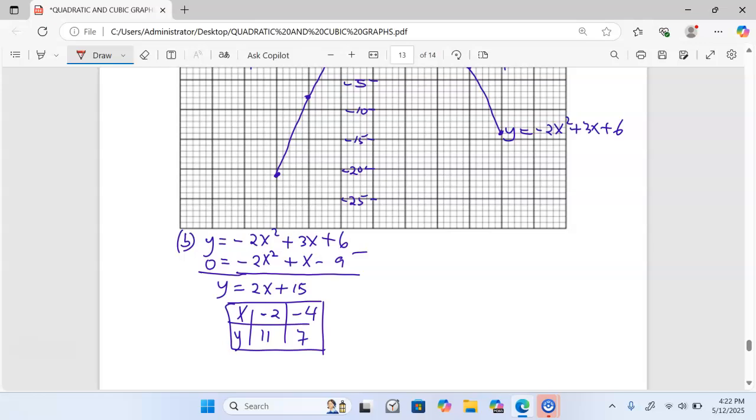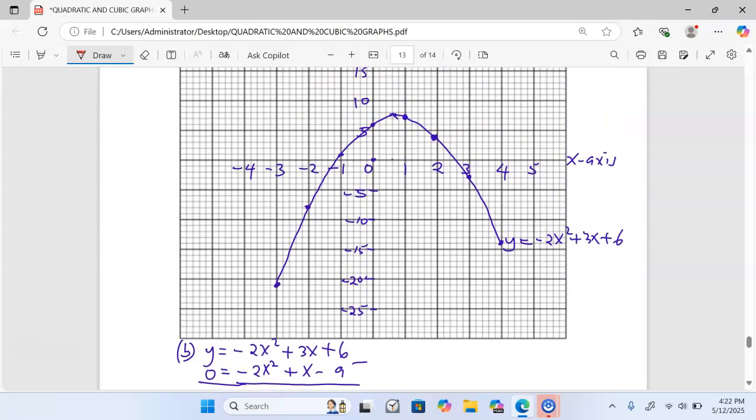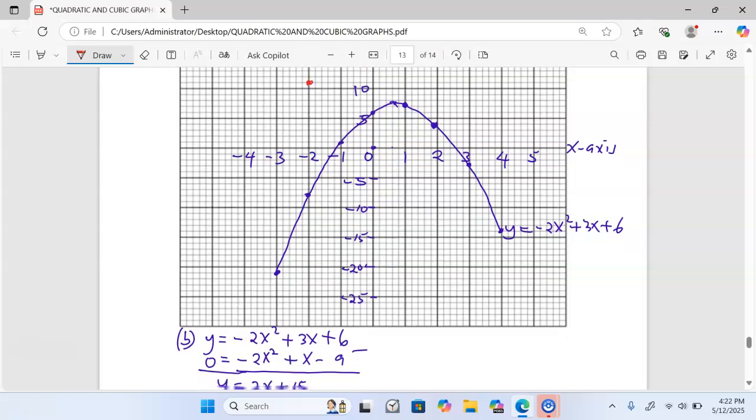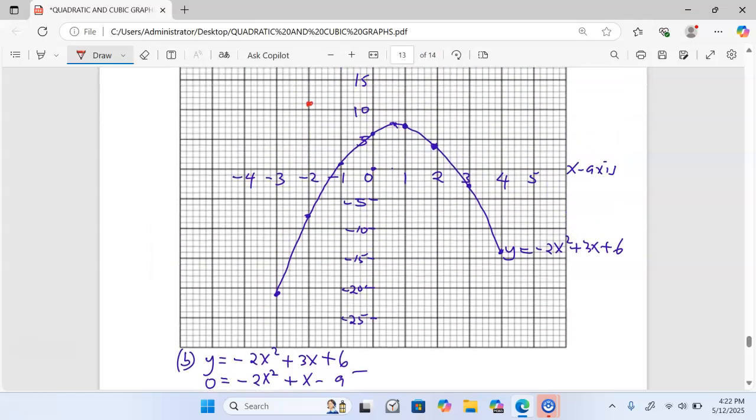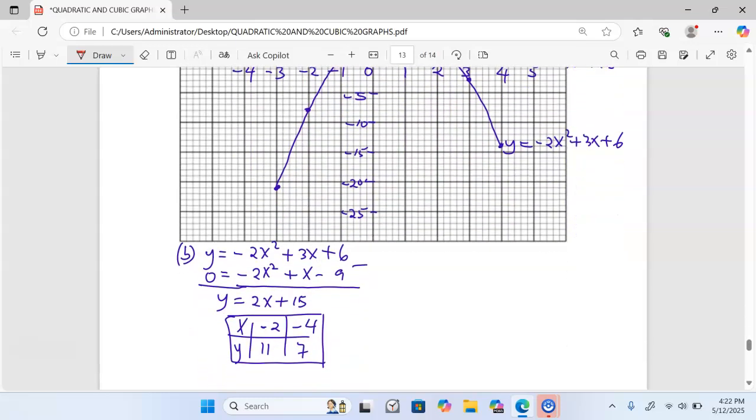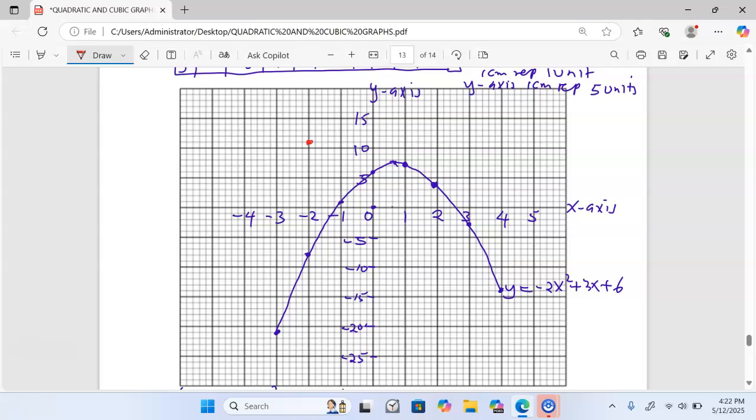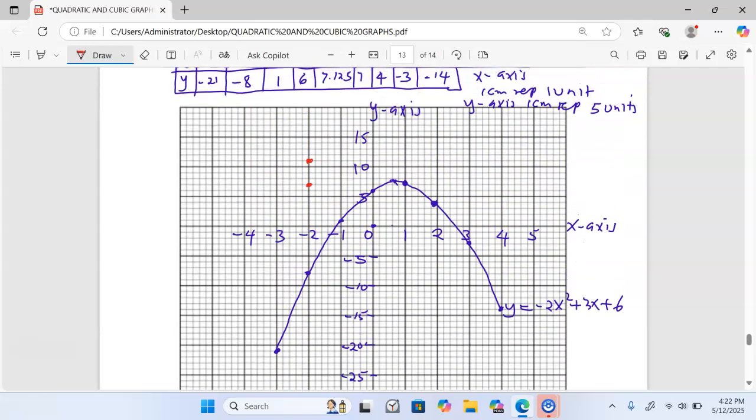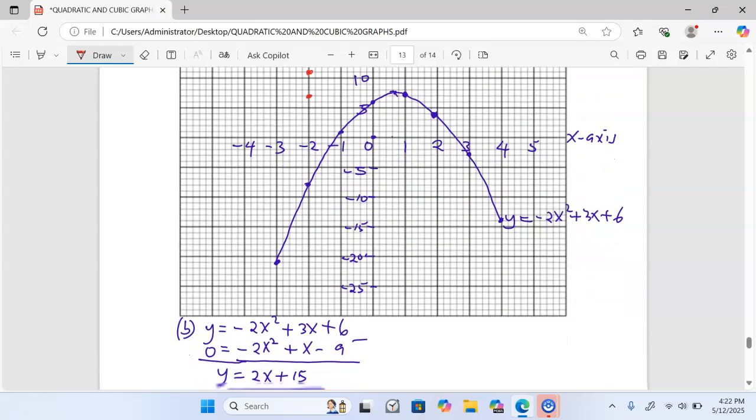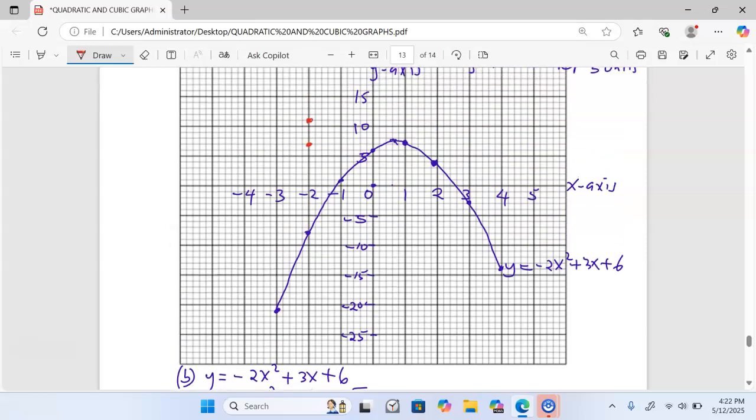When x is negative 2, y is 11 at this particular point here. And when x is negative 4, the value of y is going to be positive 7. Negative 4, we are going to have positive 7. And the positive 7 is around this point here. From here now we can draw negative 2, 11. Yes. And of course, negative 4.